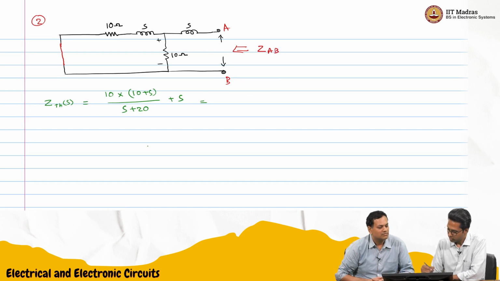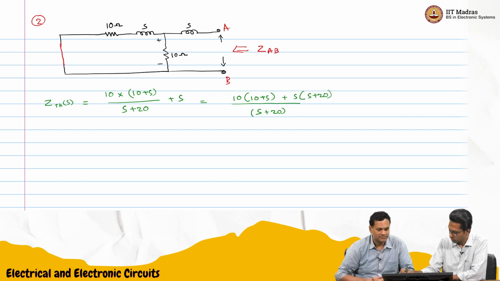So should we take LCM or something? Yeah, let's do that. We can take an LCM and do it. So this will become S plus 20. Anyway, I will go step by step. 10 into 10 plus S, plus S into S plus 20.